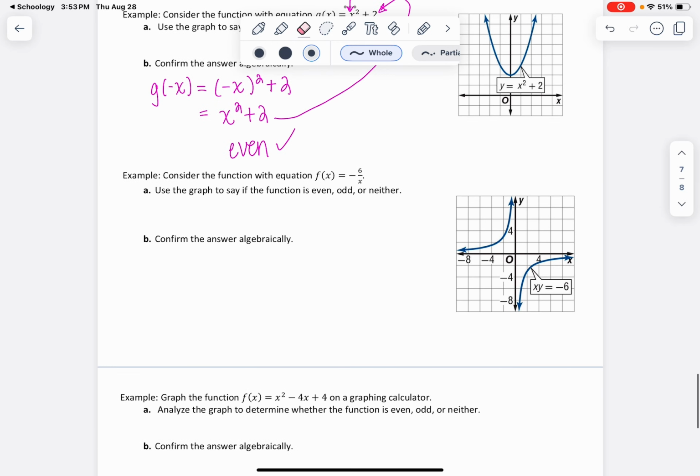Consider this function, f of x equals -6 over x. Use the graph to say whether the function is even or odd.